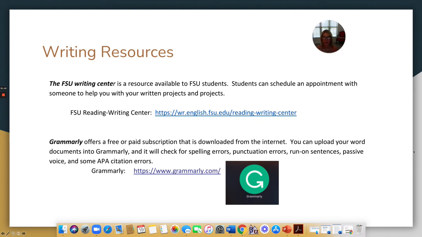And then Grammarly offers either a free or paid subscription that is downloaded from the internet. You upload your Word document into Grammarly and it checks for spelling errors, punctuation errors, run-on sentences, and use of passive voice. It also looks at some of your citation errors. So if you use et al. period, but forget to put your comma before the date, it'll capture those kinds of errors. And then you can download your edited version that you can submit to your professor.